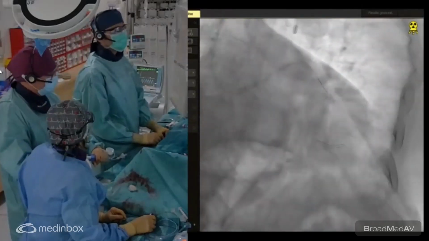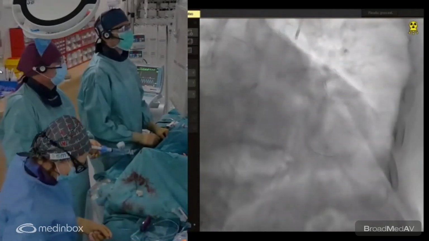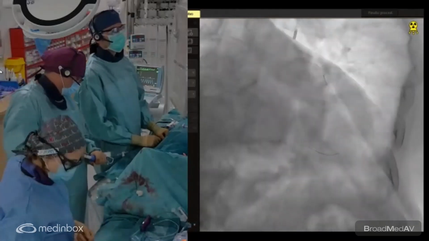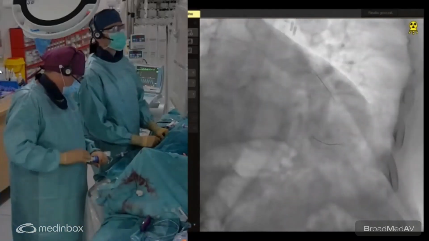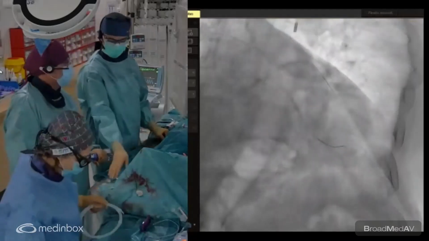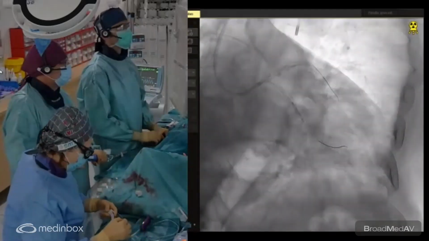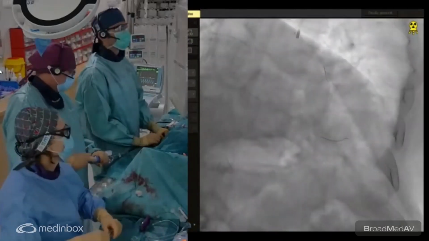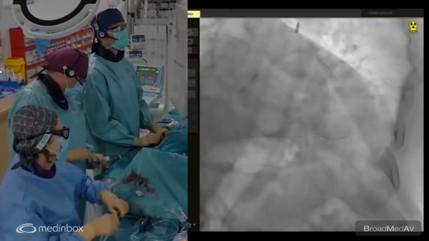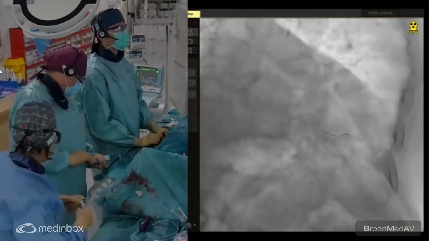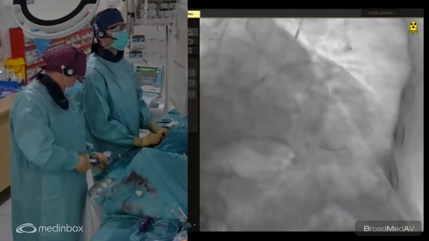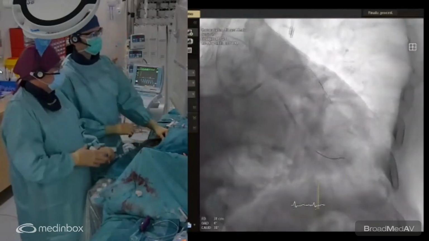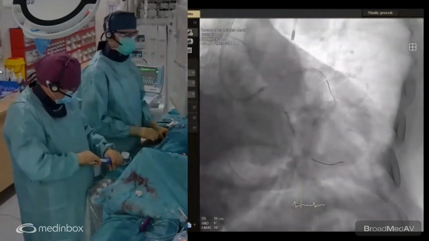Let's try with an NC 2.5. No, the 2.5 balloon goes much better than before. Probably there. 12. Okay, I think the expansion is nice. Okay, another one. 16. No, this is a good expansion, in my opinion. Yes, okay, it's okay. Let's go with the IVUS.